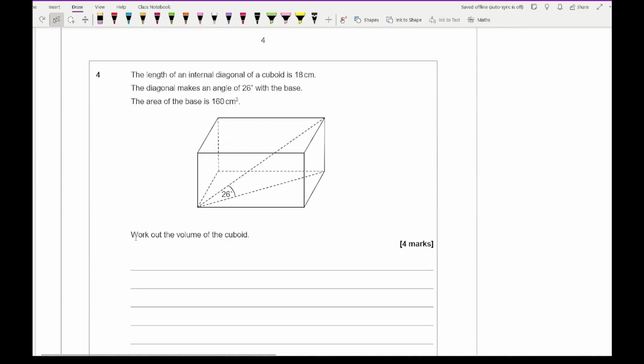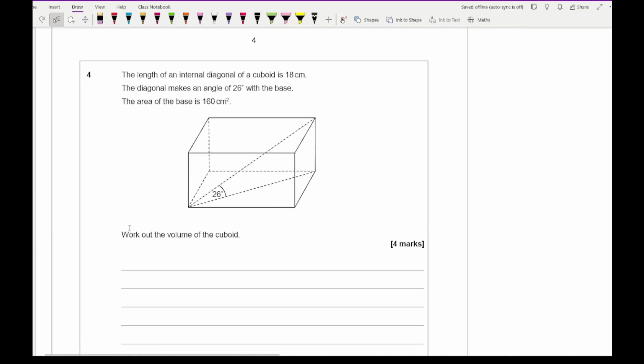Then moving on to question 4. So this one involves an angle, so I'm guessing I'm going to be using trig on this one. It says the length of an internal diagonal of a cuboid is 18 centimetres. The diagonal makes an angle of 26 degrees with the base. The area of the base is 160 centimetres squared. Work out the volume of the cuboid.